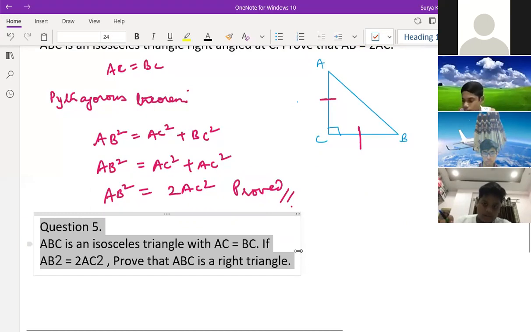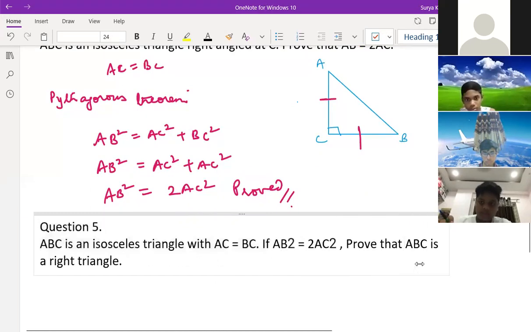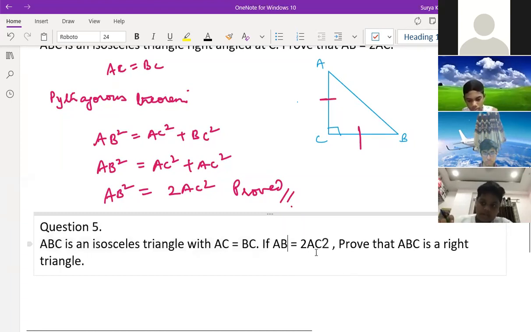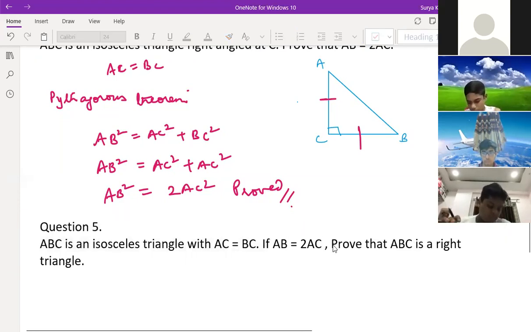ABC is an isosceles triangle. AB is equal to BC is given, and AB square is equal to AC square is also given. They have to prove that ABC is a right angle triangle, right? Or isosceles triangle. ABC is a right triangle. How to prove this? You can do it, Rasul.